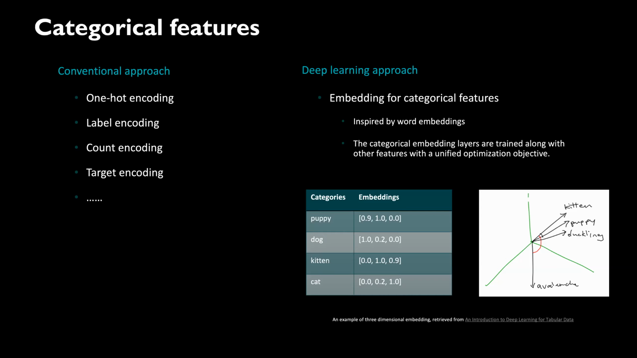Putting it together, by adding it into a deep learning neural network, the embedding layer will automatically discover the hidden patterns for the specific categorical feature. So this is how we would deal with categorical features for deep learning models.